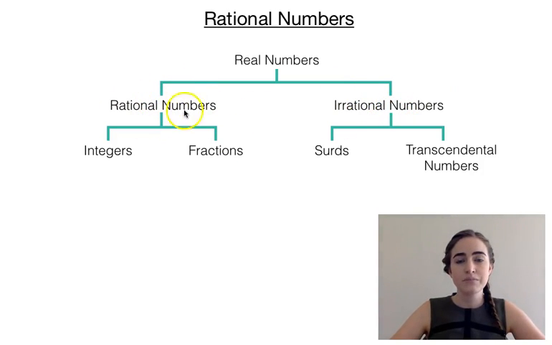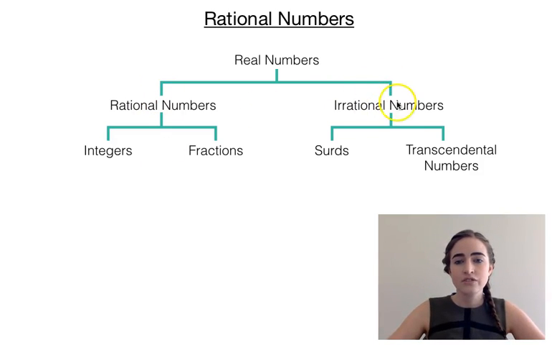Rational numbers are anything that can be written as a fraction. So then that's got two branches as well. We've got integers, which are whole numbers, and then we've got fractions. So rational numbers are anything that can be written as a fraction. We've got integers, and then everything else that can be written as a fraction.